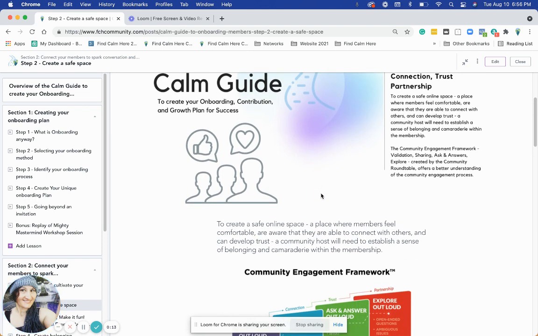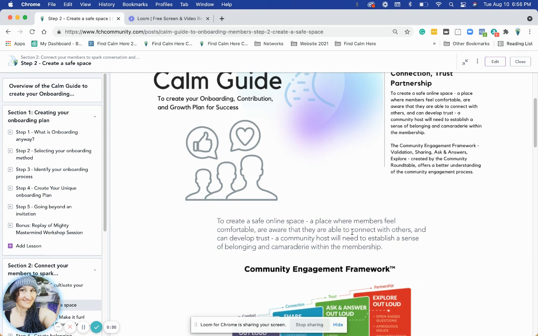So I created the safe space description here to offer a place where members feel comfortable, they're aware that they are able to connect with others, and they feel they can develop a trust between the members and the host of the community. The host needs to establish a sense of belonging and camaraderie within the membership.